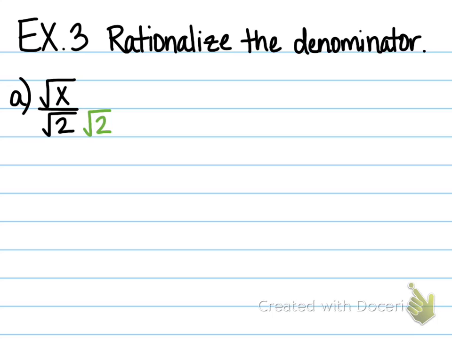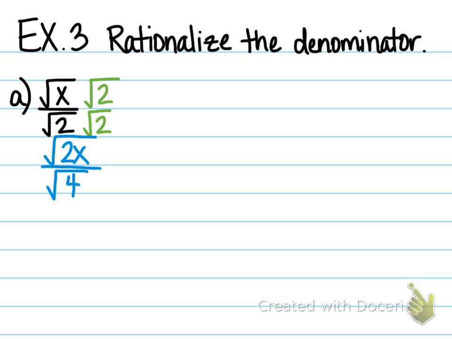Because it's a square root, I just need a pair of 2's. So whatever you do to the bottom, you have to do to the top. So let's multiply. On the top, the square root of x times the square root of 2 is just going to be the square root of 2x. On the bottom, square root of 2 times square root of 2 is the square root of 4.